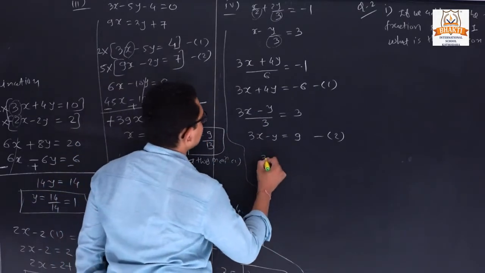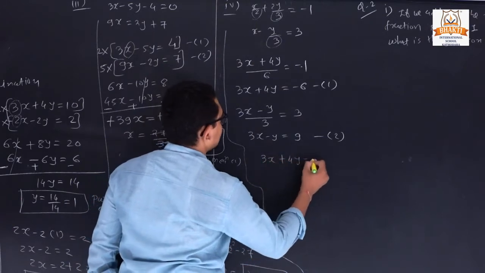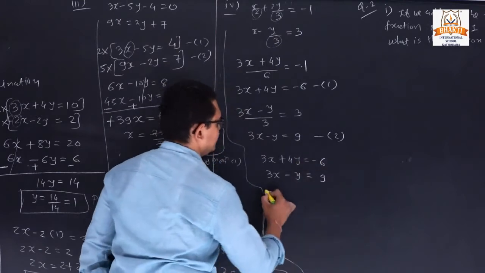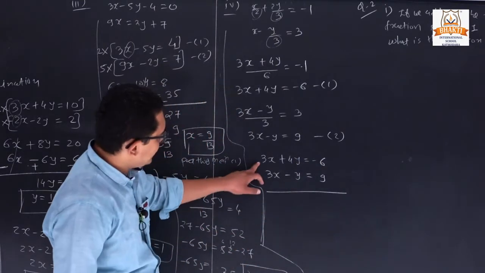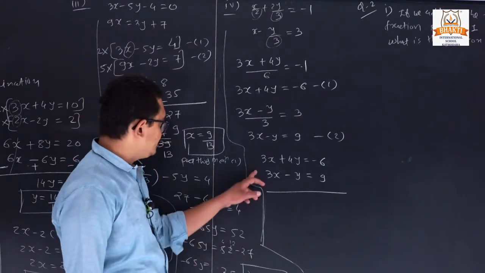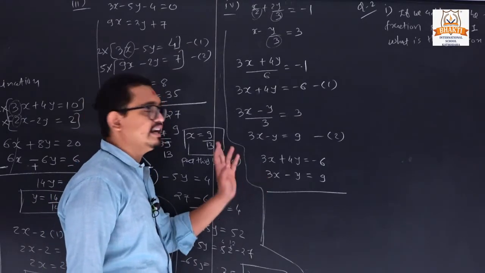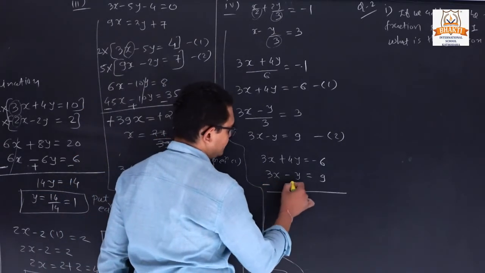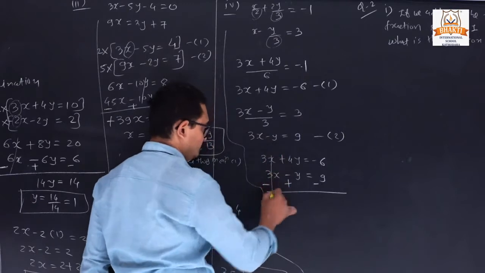Now we can write both equations: 3x plus 4y is equal to minus 6 and 3x minus y is equal to 9. See that here x has the same coefficient, so we do not need to multiply with any digit. We can directly eliminate this. Minus plus minus, so these both are cut.